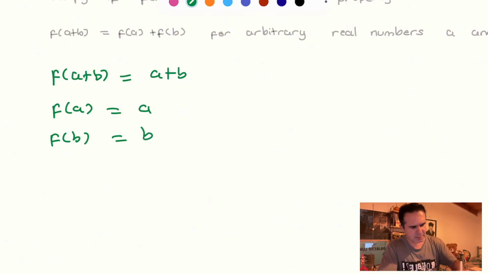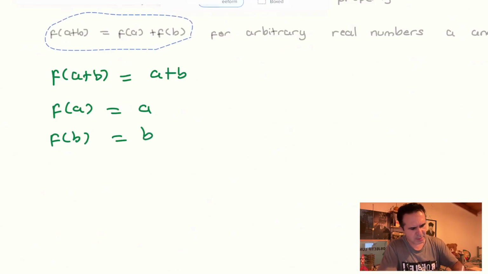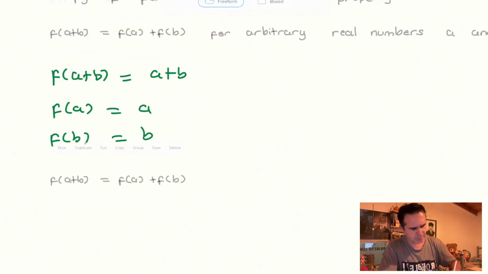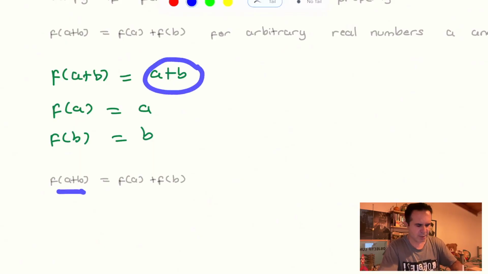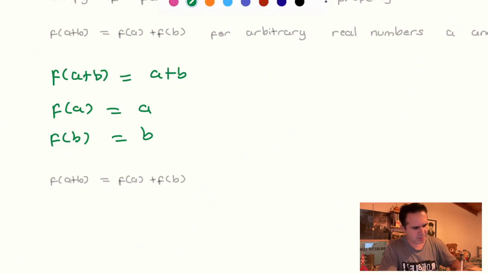Then this means that f of a plus b equals a plus b, and f of a plus f of b equals a plus b. Then those are all equal for all real numbers a and b.